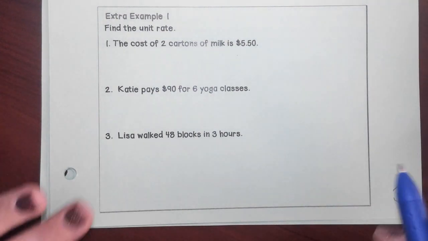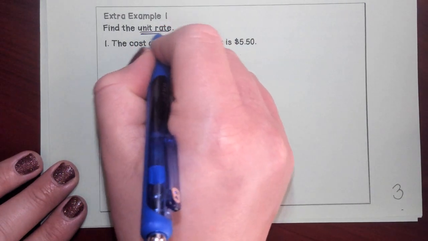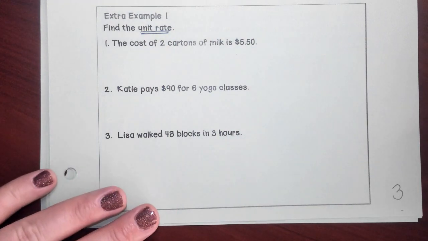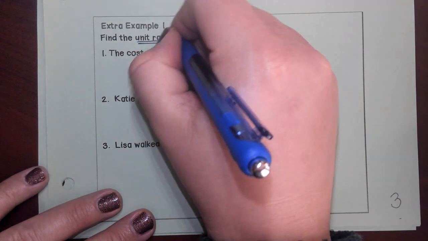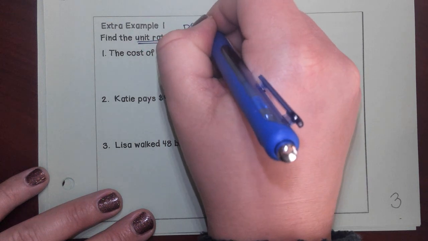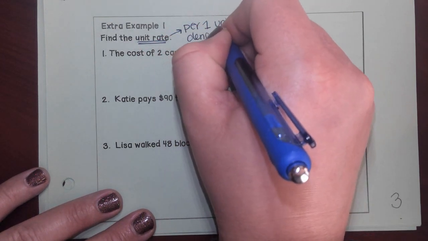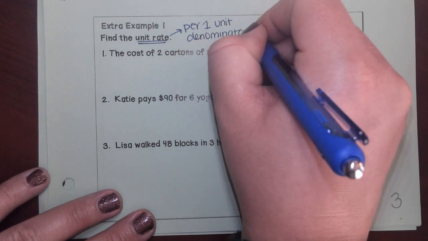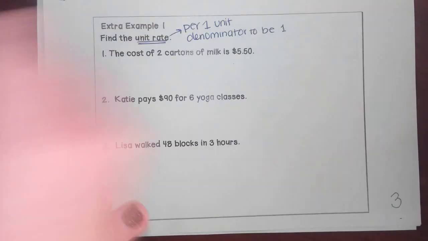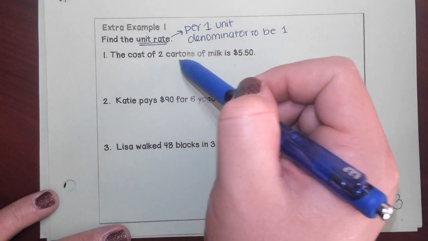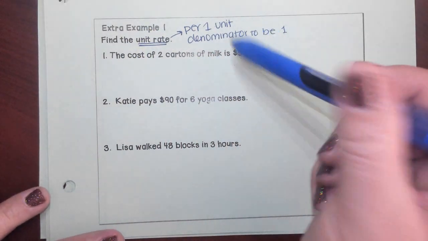Let's go down to extra example 1. Now let's do some practice with finding the unit rate. So for unit rate, remember we're finding per 1 unit. So per 1 unit. And what we want is we want the denominator to be 1. So for this first one, we have the cost of 2 cartons of milk is $5.50.